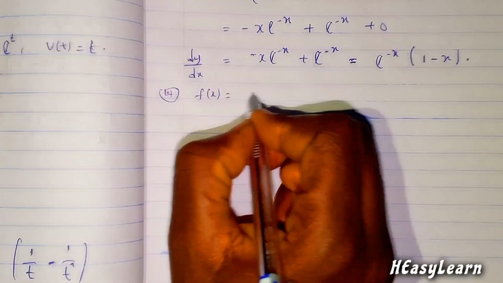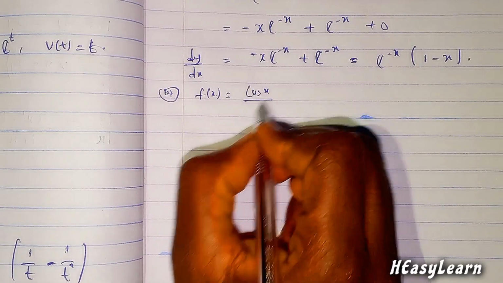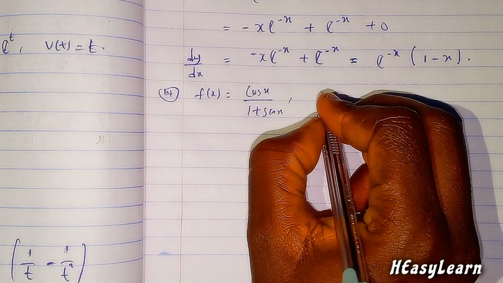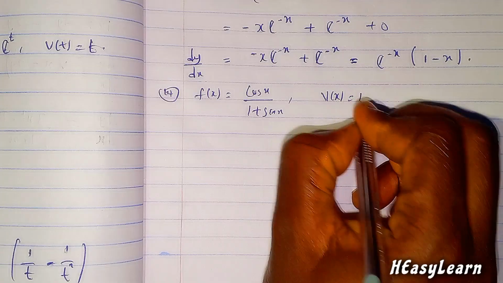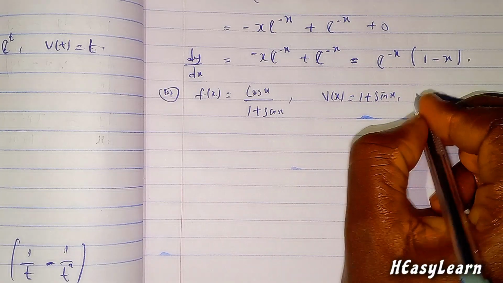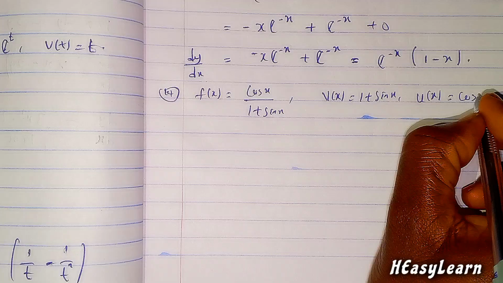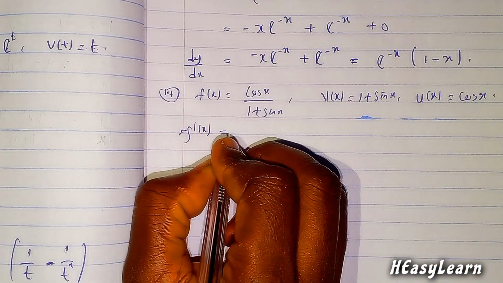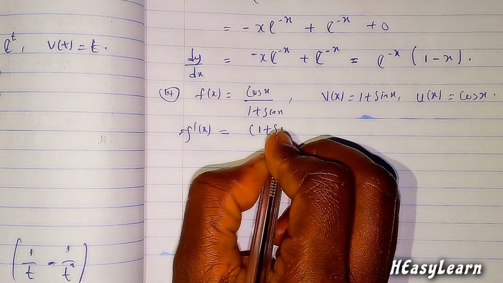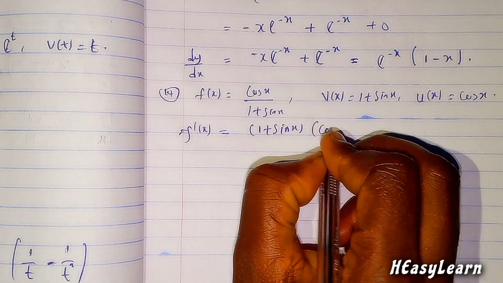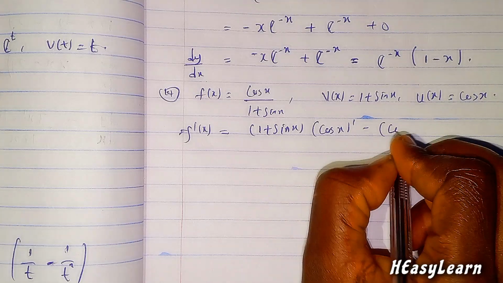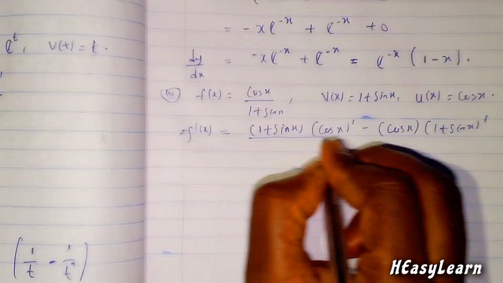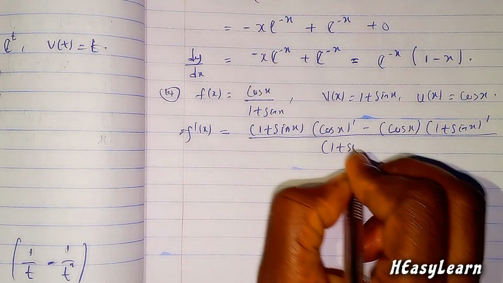Let f of x equals cos x divided by 1 plus sin x. This is a trigonometric function for which let v of x equals 1 plus sin x, the denominator, and u of x equals cos x. I'm going to apply the quotient rule technique to find the derivative. Keep the denominator, differentiate the numerator, minus keep the numerator and differentiate the denominator, divided by (1 plus sin x) all squared.